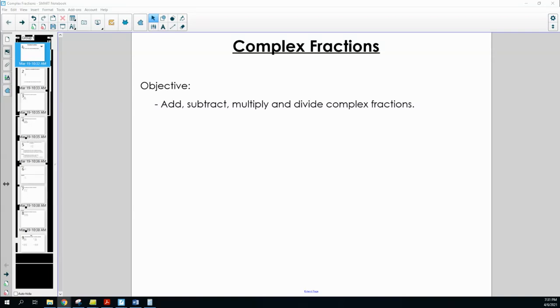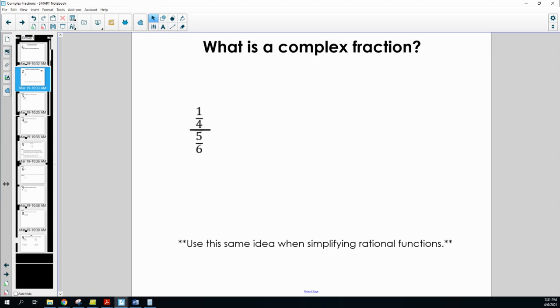In this lesson, we're going to go over how to simplify complex fractions, and this is going to involve adding, subtracting, multiplying, and dividing. So what exactly is a complex fraction? Well, a complex fraction is basically a fraction within a fraction. So if we look at this example that we have here, we have 1/4 over 5/6.